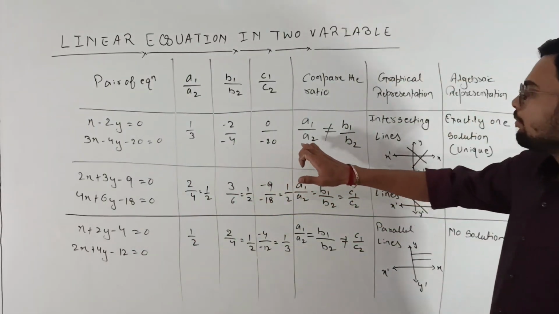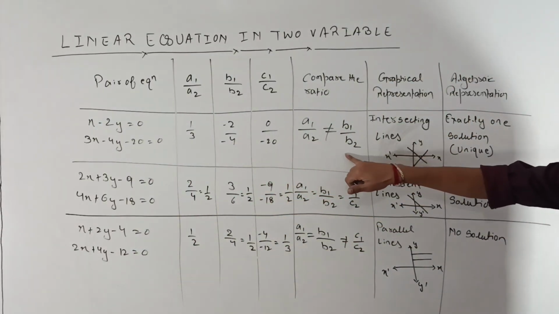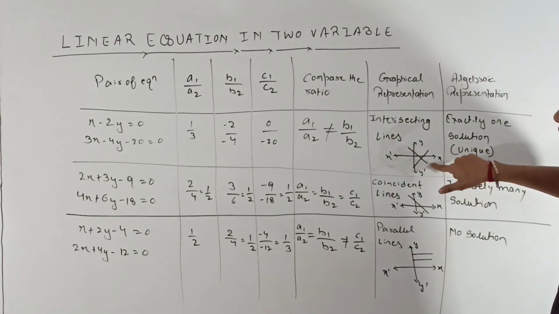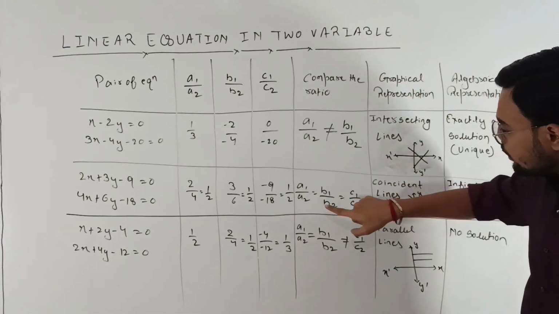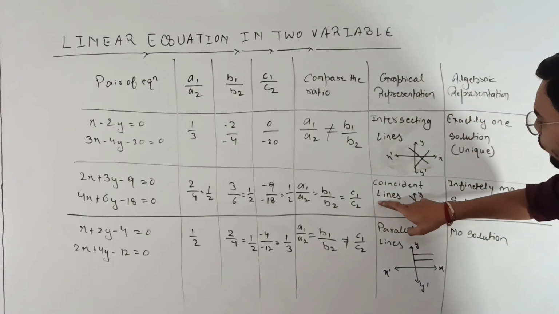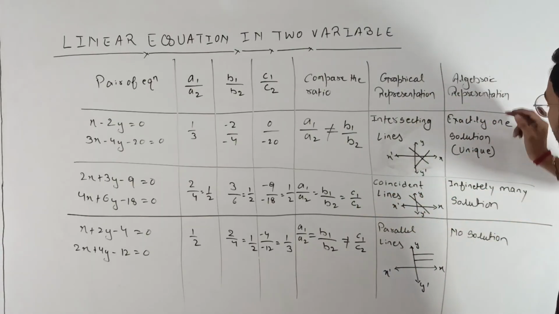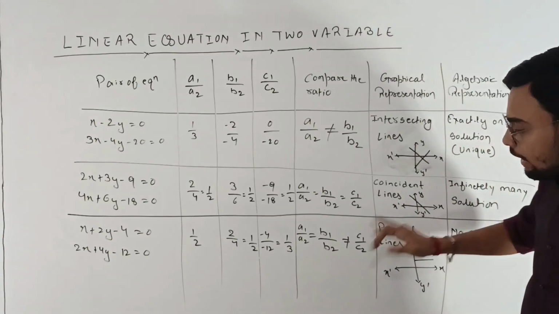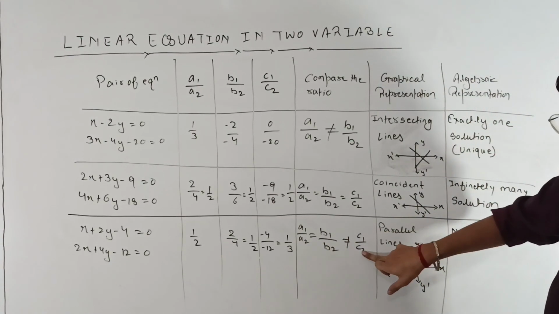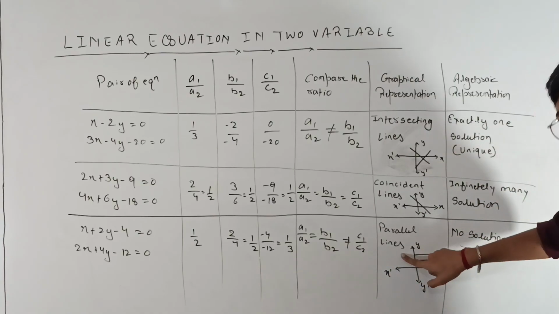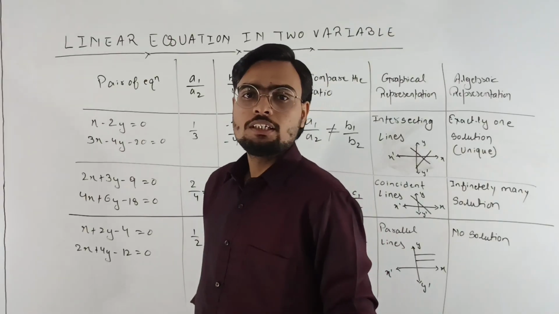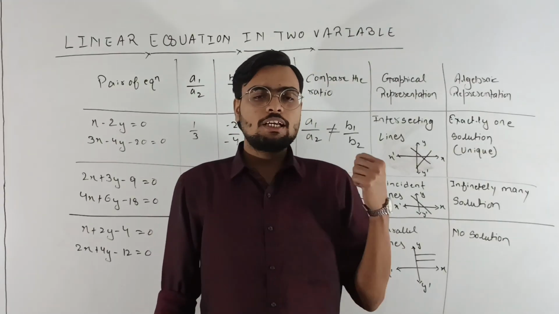When a1 upon a2 is not equal to b1 upon b2, then we have exactly one solution and the graph is intersecting lines. When a1 upon a2 is equal to b1 upon b2 is equal to c1 upon c2, then the graph is coincident lines and we have infinitely many solutions. And when a1 upon a2 is equal to b1 upon b2 is not equal to c1 upon c2, then the graph is parallel lines and we have no solutions. Understood? Now let's solve some questions related to this.